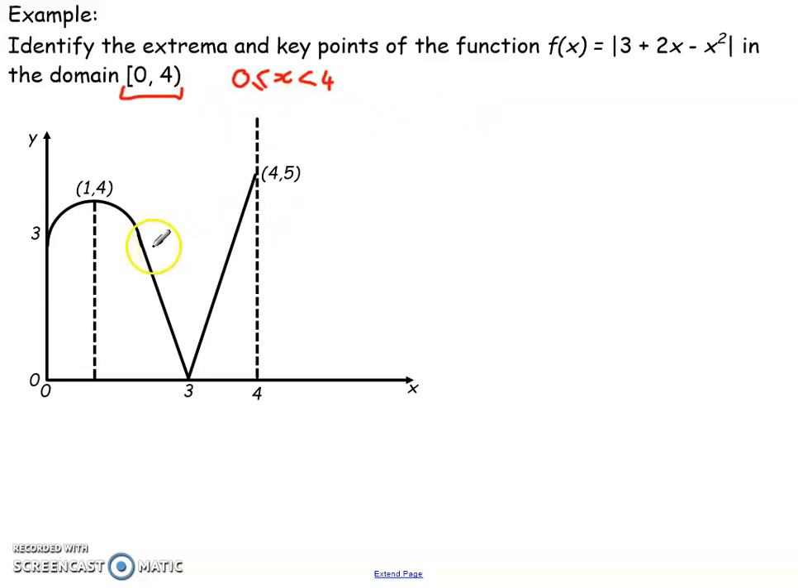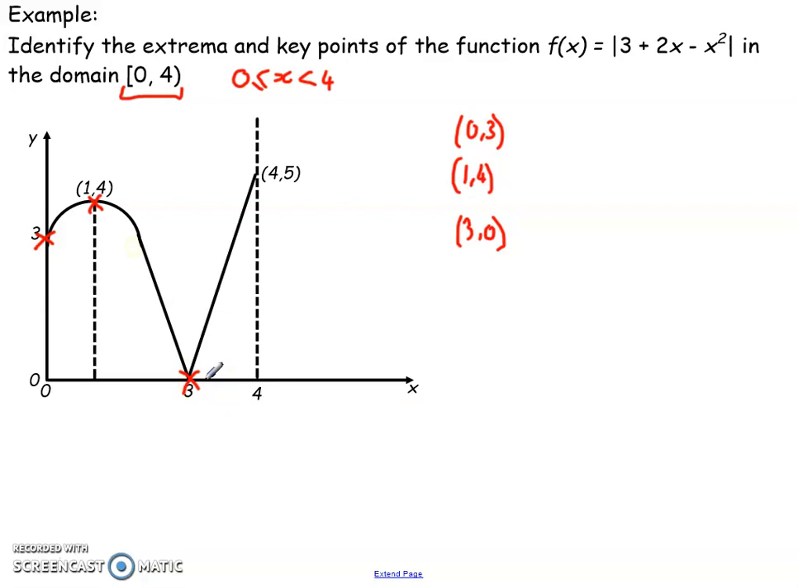Now there are several key points and critical points within the graph. That one there at 0, 3, that is a critical point. That is where we start the function. The next one is at 1, 4. So 1, 4 is also a critical point because it's some sort of maxima. We need to determine what. This here is also another critical point at 3, 0. The reason being, the graph turns on itself at that point. So we need to look at the behaviour in that region.